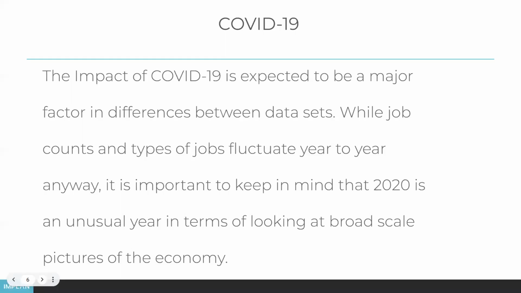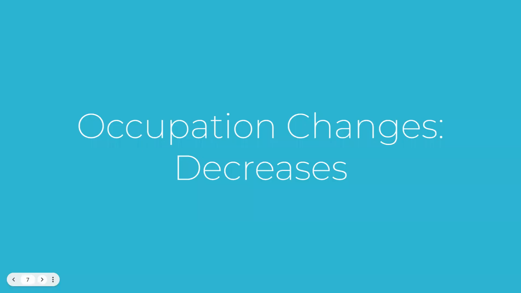We should note that the impact of COVID-19 is expected to be a major factor in differences between the two data sets. While job counts and distributions fluctuate year to year in our national economy no matter what, it is important to keep in mind that 2020 will be an unusual year in terms of looking at broad-scale pictures of the economy. Some of the largest shifts in job counts nationally can likely be attributed to the pandemic's impact. As conventional knowledge tells us, many jobs were lost in the year 2020 as industries were forced to restructure.